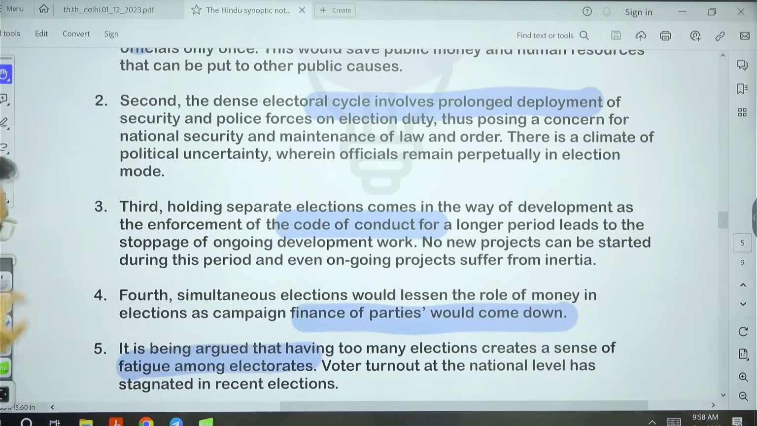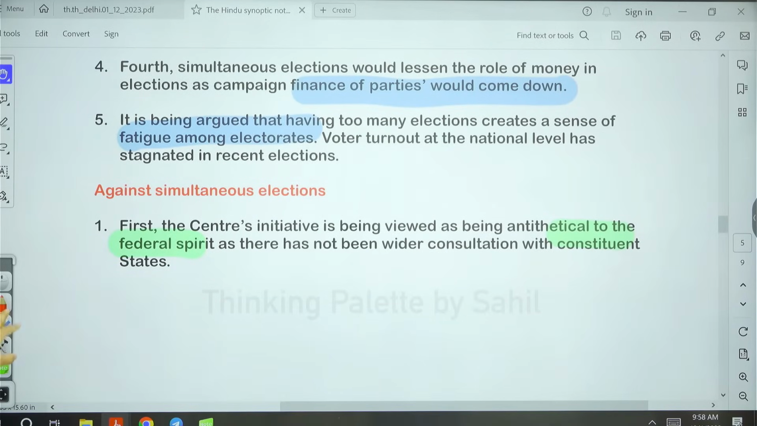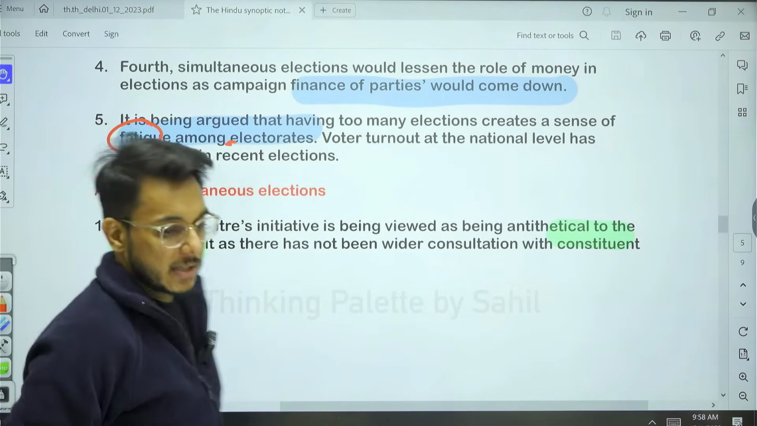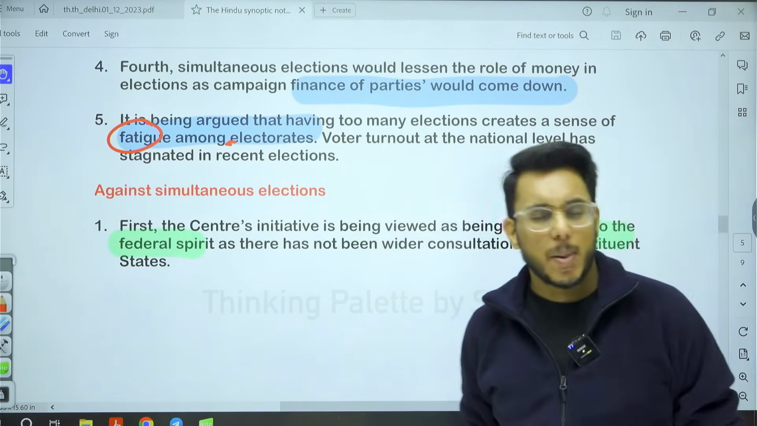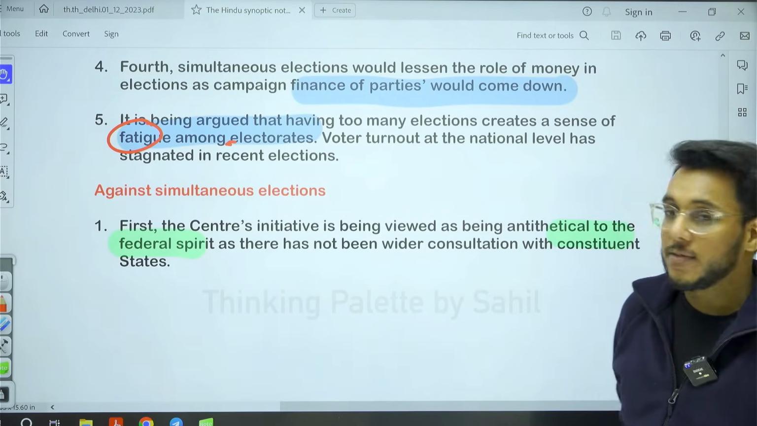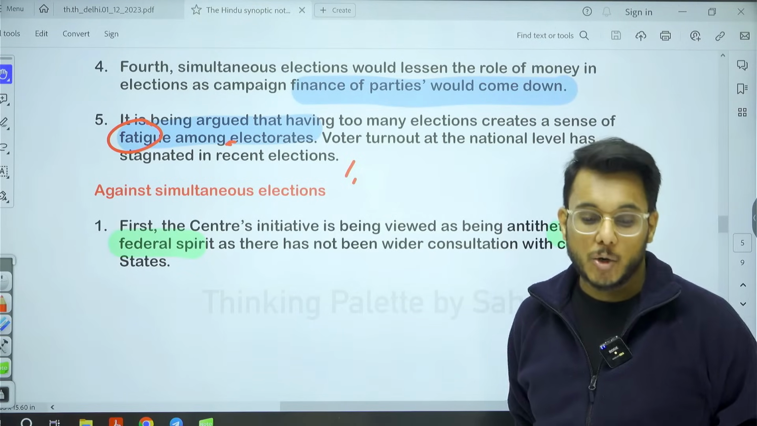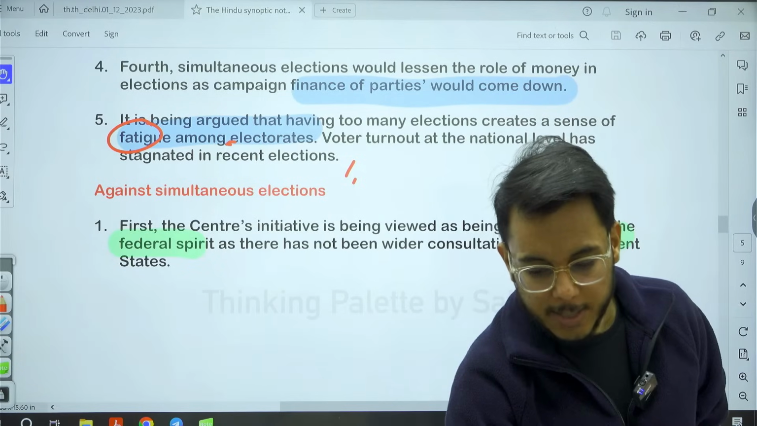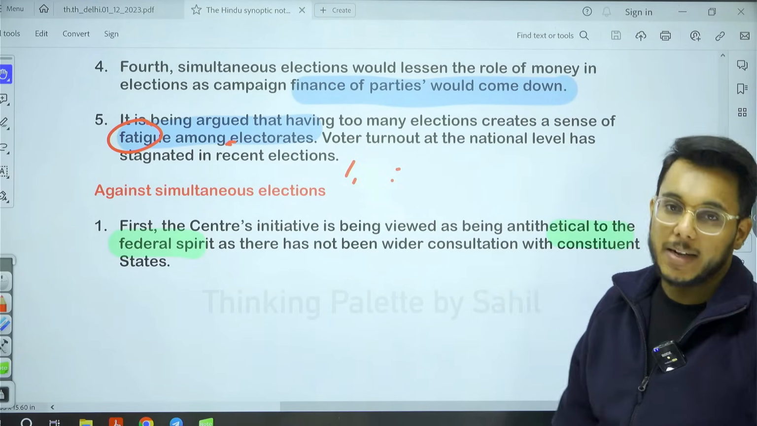Then the next issue is that it is argued that too many elections create a sense of fatigue amongst the electorate, amongst the voters. They become disinterested in voting. But if there is an election only once in 5 years, it will reduce that fatigue and voter participation, voter turnout, will actually increase. So all these are arguments that have been given in favor of simultaneous elections.